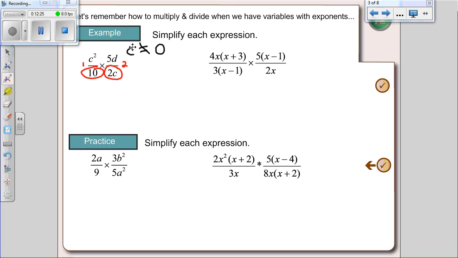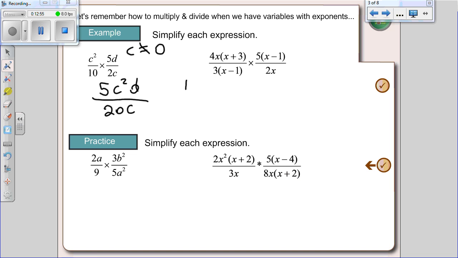Okay. Now let's try to simplify it. Multiply the tops, multiply the bottoms. The top is going to be 5c squared d. The bottom is going to be 20c. Coefficients simplify with coefficients. Numbers go with numbers. Letters go with letters. So 5 divided by 20 simplifies to be 1 divided by 4.